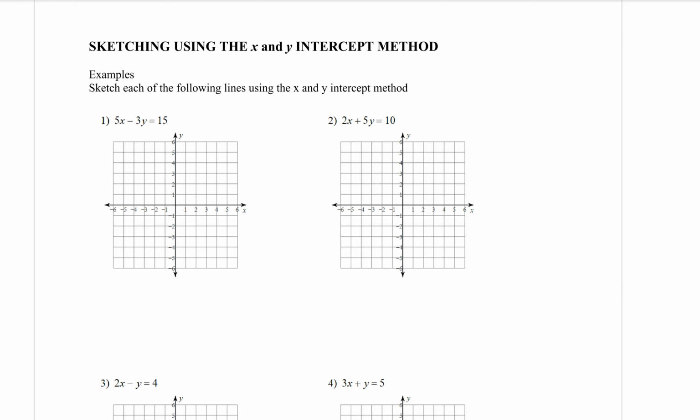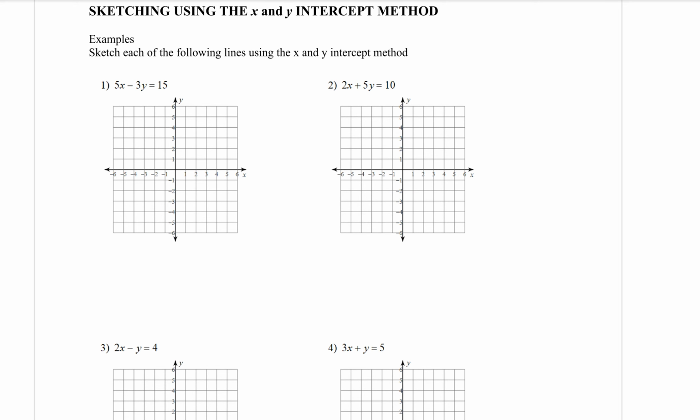If you remember, we used table of values, then we did horizontal and vertical lines, then we did the gradient and Y intercept method, and this last one is called the X and Y intercept method. The X and Y intercept can be found by substituting in 0.